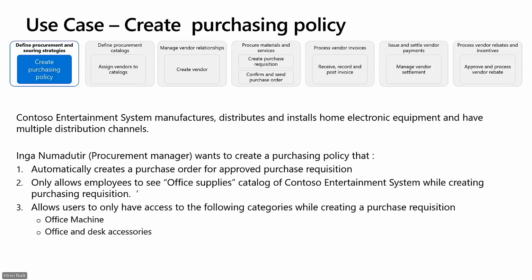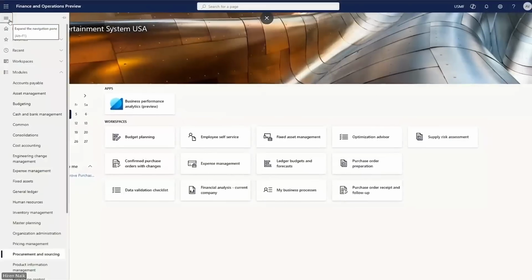allows users to only have access to the following categories while creating a purchase requisition. The categories are office machine and office and desk accessories. Let's dive into the system to see how this can be set up.